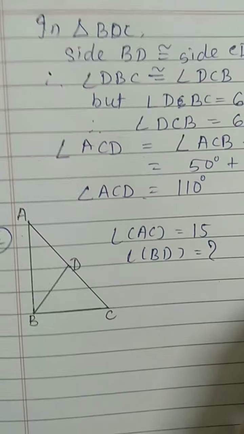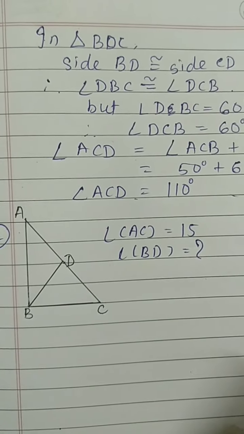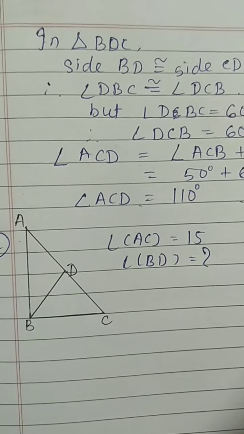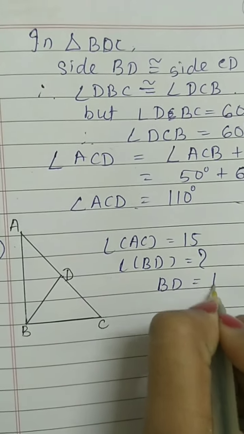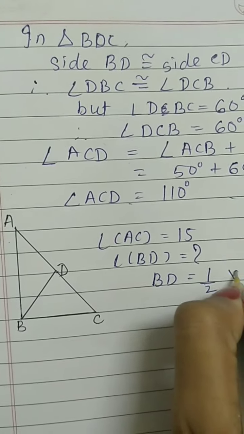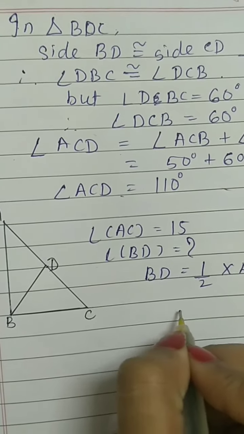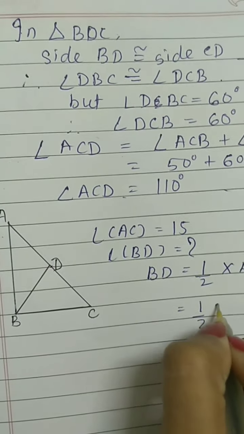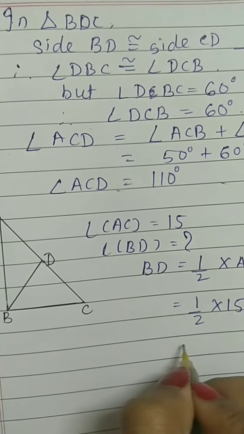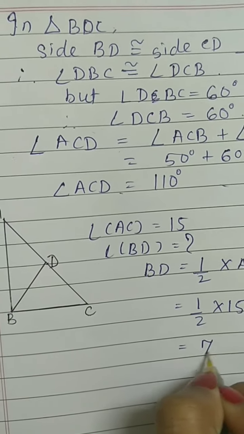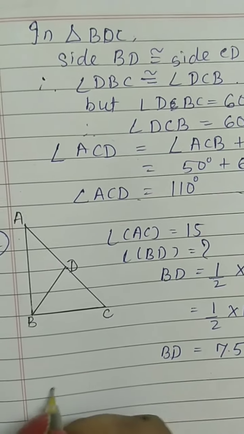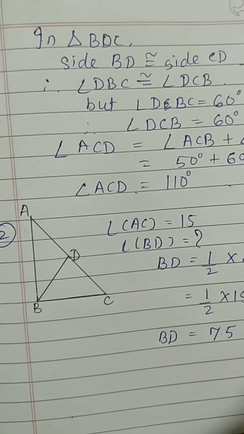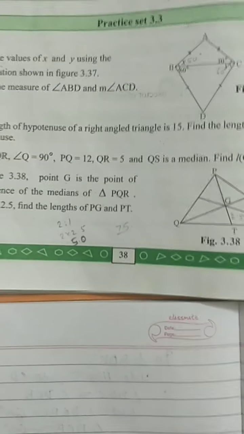And this BD is the median of this triangle. We have learned that the median is equal to 1/2 of its hypotenuse. So if you substitute the value of AC, we get BD equals 7.5. So you can write the length of the median is 7.5.